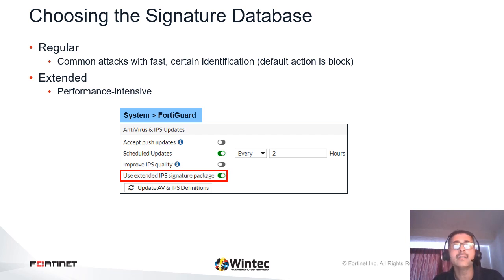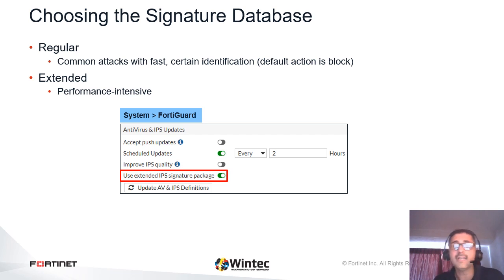Now, the extended signature database contains additional signatures for attacks that cause a significant performance impact on the device or don't support blocking because of their nature. In fact, because of its size, the extended database is not available for FortiGuard models with a smaller disk or RAM. But for high security networks, you might be required to enable the extended signatures database.